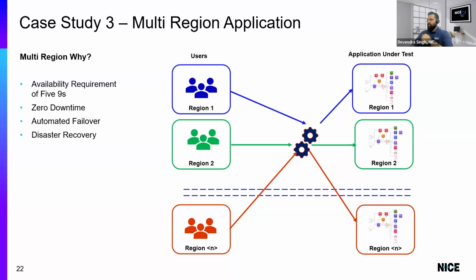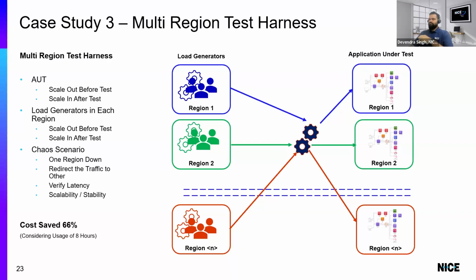Now we will see how the test harness will work for this type of application. If we have a multi-region application, how will we test it? To test this, we have to deploy our application under test into multiple regions. We have to scale out the application before the test to ensure everything is ready. After the test is complete, we should scale down to avoid unnecessary cost.